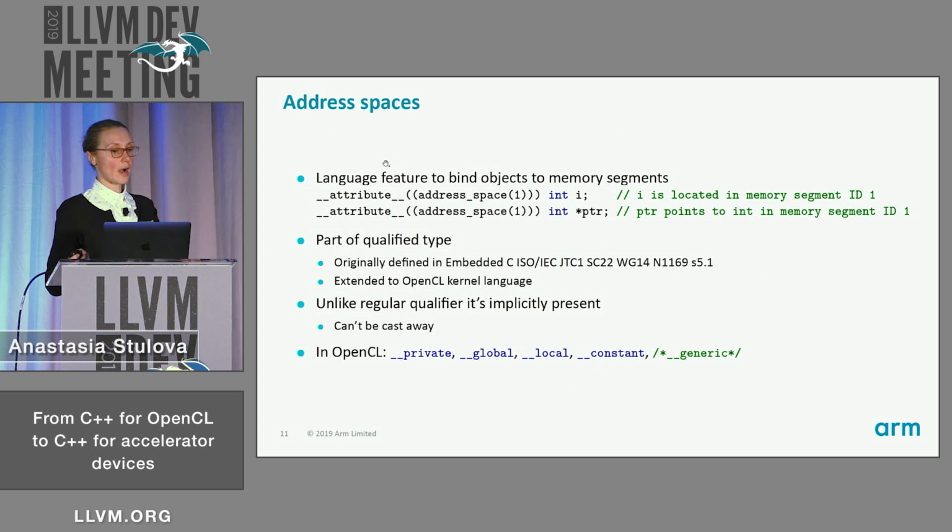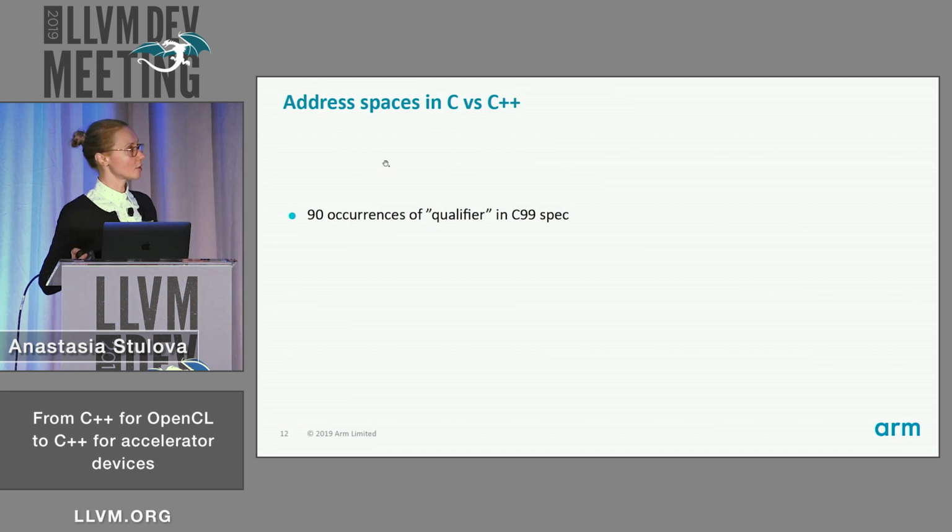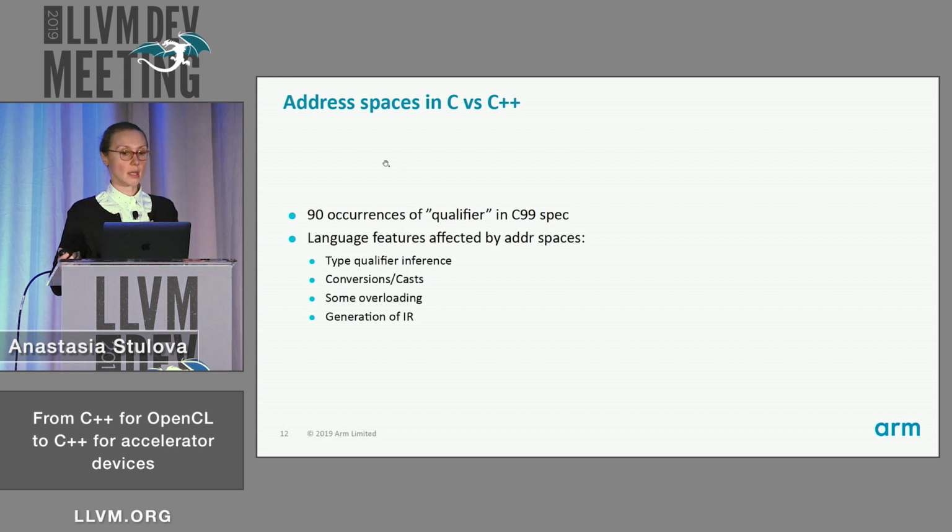In OpenCL, we have 5 address spaces, and 4 of them are physical address spaces, and the last one is logical address space. I'm going to introduce it a little bit more in just a few minutes from now. But before I do that, let's just compare address spaces between C and C++ languages. In C99 spec, the word qualifier occurs 90 times, and if we are talking about address space qualifier specifically, it will affect the following areas. For example, type qualifier inference, conversions, and casts.